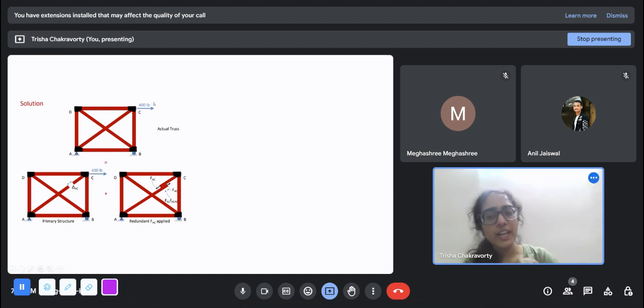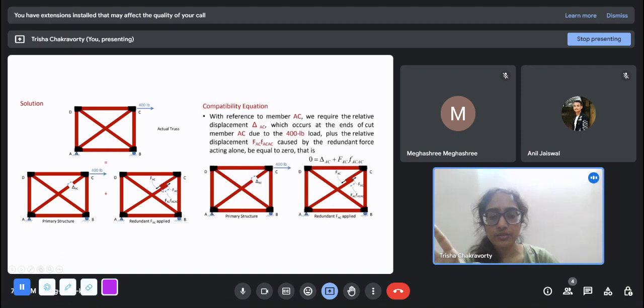And the other structure, which will linearly superimpose with this primary structure to form the actual structure, we remove the applied forces. We forget about all the forces that were applied. We keep the boundary conditions intact, like the hinge and roller we will keep here. And in this member that we have taken redundant, we will apply an FAC that is yet to be determined. We do not know its value. So this is not a member here. This is basically a force applied as if it was a member.